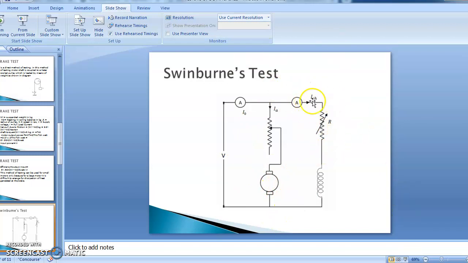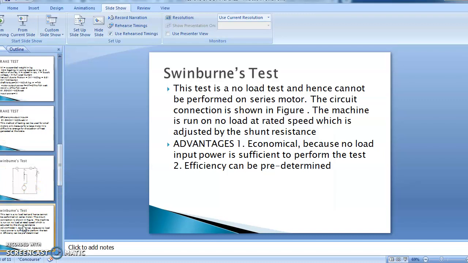This current is fixed. Why is this current fixed? Because if this resistance is not varied, the shunt field resistance is constant, so this current will correspondingly be constant. Now in the next slide, I already discussed with you why this cannot be performed with series motor. So here are a few advantages and disadvantages associated with a Swinburne test.